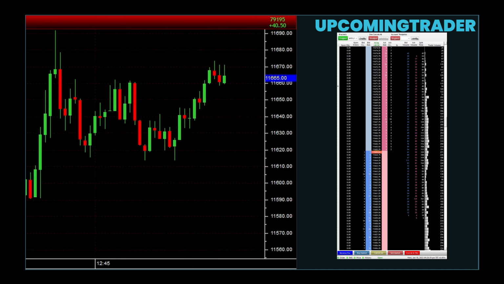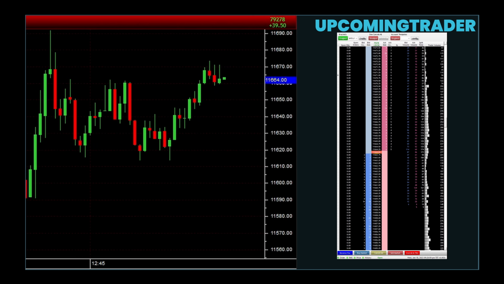Flags and pennants are continuation patterns that signal a brief pause in a trend before the price continues in the same direction. A flag forms when the stock's price moves sharply in one direction, followed by a brief period of consolidation in a channel that slopes against the prevailing trend. Pennants look similar to flags, but they form a small symmetrical triangle instead. Both of these patterns suggest that the price is likely to continue moving in the direction of the original trend once the consolidation period ends.